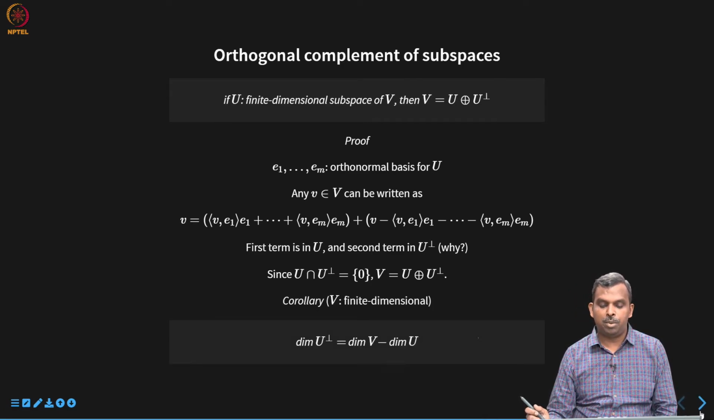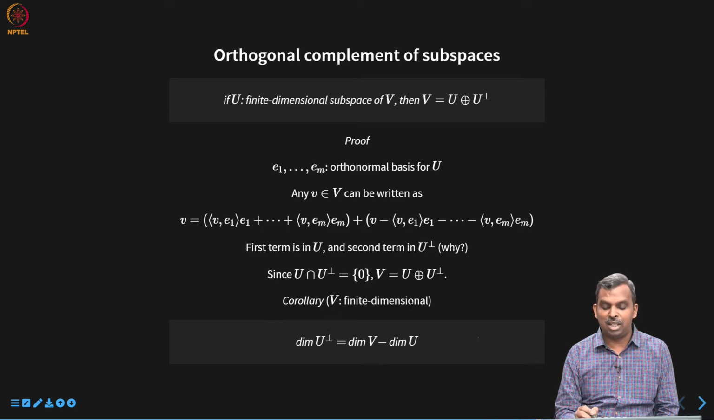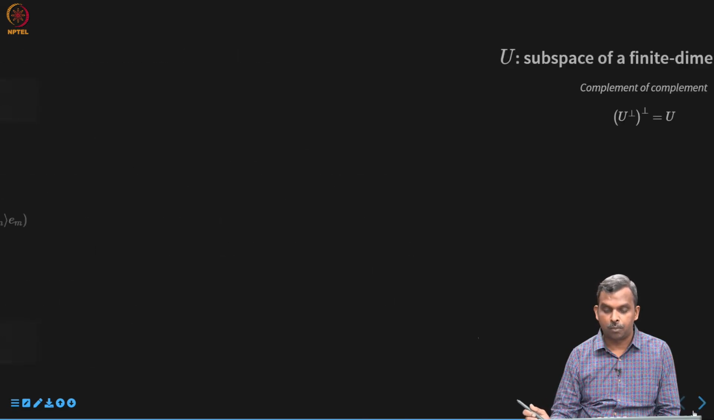One can quickly write a corollary here. If V is finite dimensional, this result immediately tells you the dimension of U perp. It's simply dimension of V minus dimension of U. You could have also proved it using other methods, but this is quite easy to see.